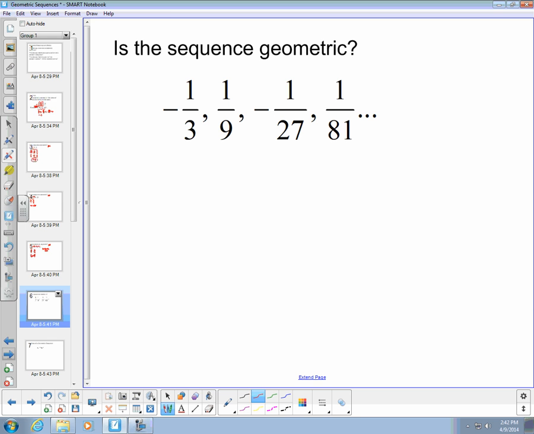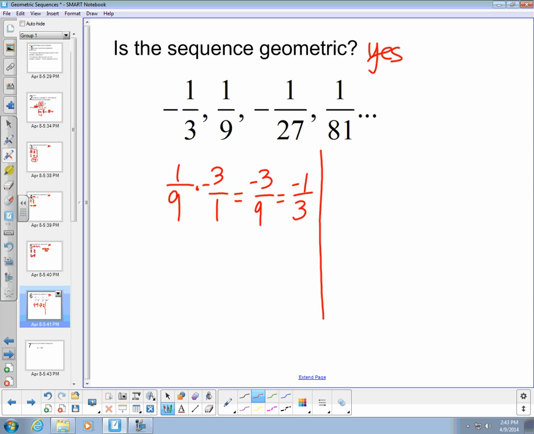Okay, this sequence is geometric. If I take the consecutive terms, 1/9 divided by 1/3, -1/3, remember when you divide fractions you have to flip and multiply, would give you -3/9 or -1/3. You get the same thing if you take the second and third terms, so -1 over 27 divided by 1/9 would be times 9 over 1. Again, it reduces to -1/3. And if I check the next two, the same thing happens. So yes, this is geometric.